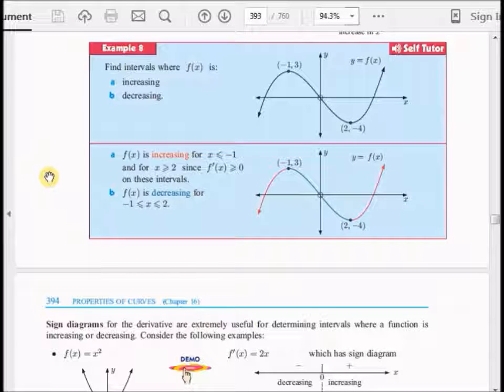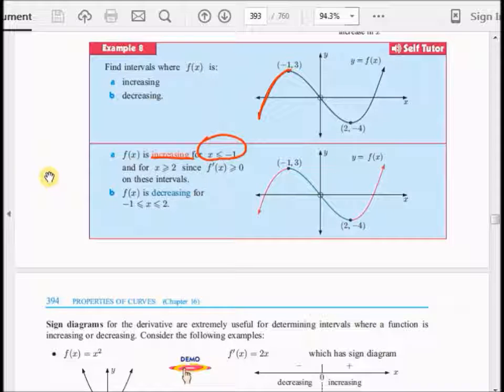Find intervals where this function, in example 8, is increasing and where it's decreasing. You can see from the answer here, it's increasing. I'll use the same color that they've used. It's increasing from here up to -1. So we say for x less than -1, it's increasing.